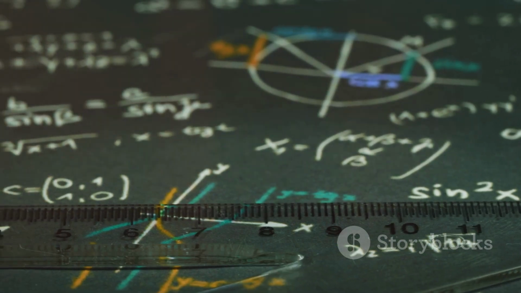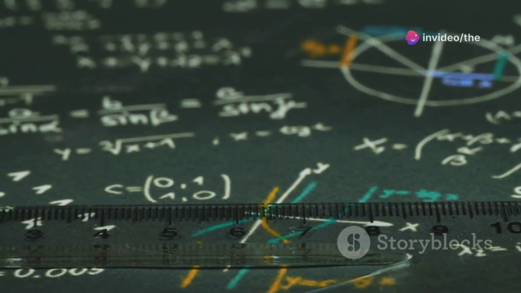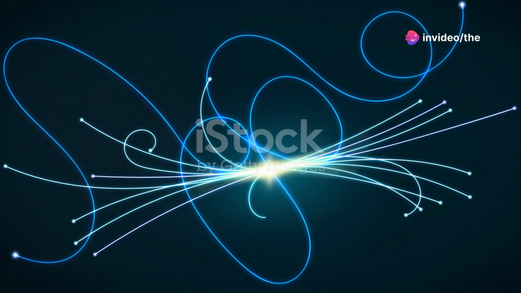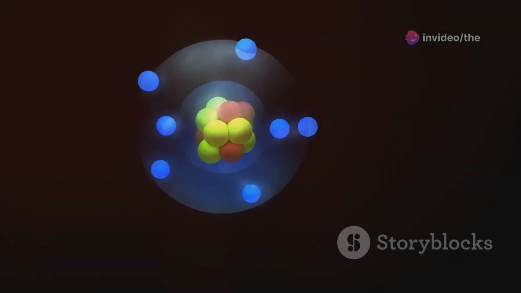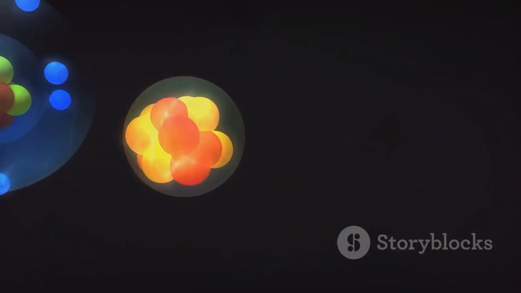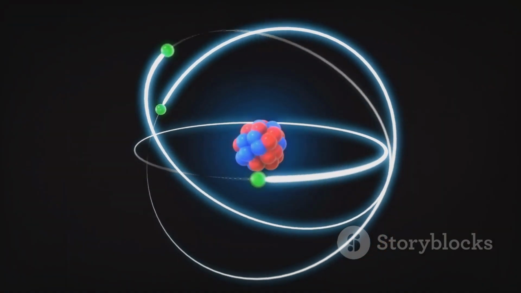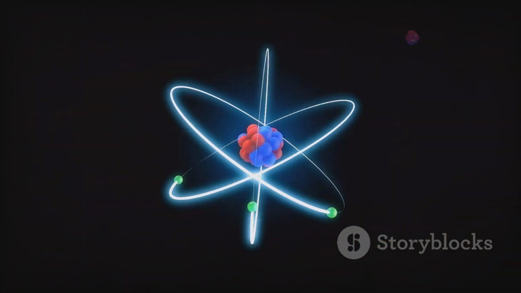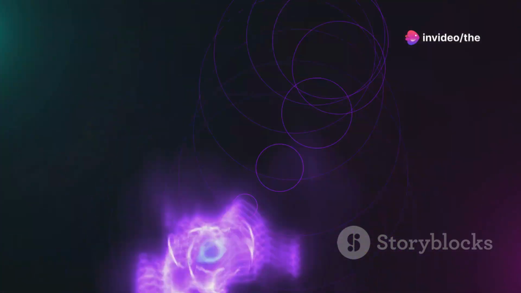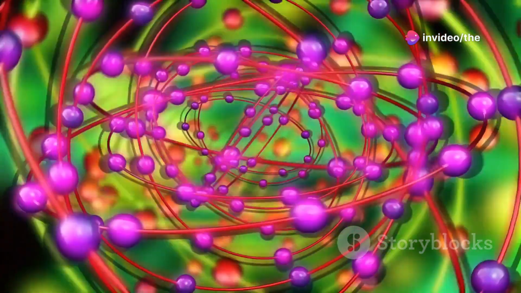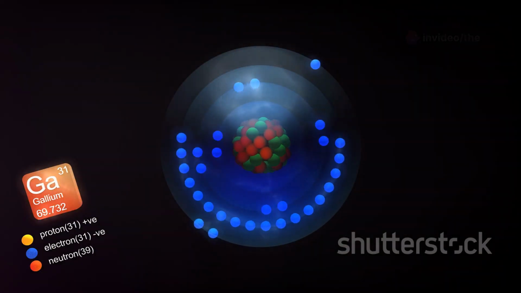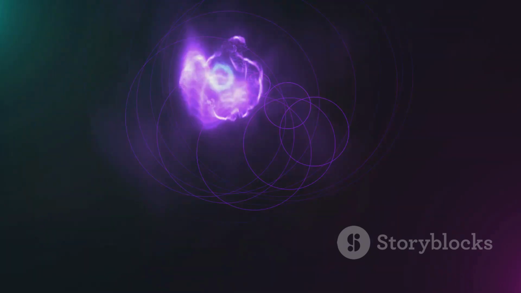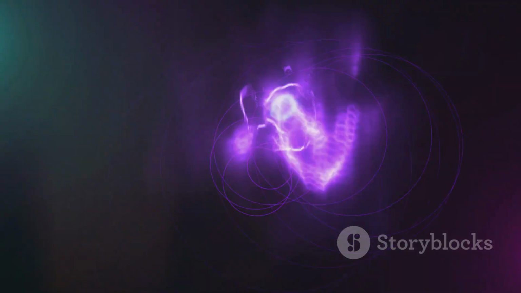Section 9. Quantum Chromodynamics, or QCD. Quantum chromodynamics is another quantum field theory that describes the strong nuclear force. This force binds quarks together to form protons and neutrons. QCD is essential for understanding the structure of atomic nuclei. In QCD, quarks interact by exchanging particles called gluons. Gluons are the quanta of the strong force field. Unlike photons, gluons themselves carry the force they mediate. This makes QCD more complex than QED.